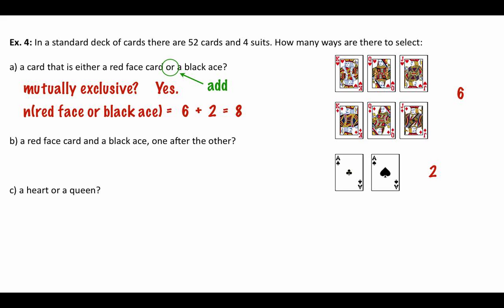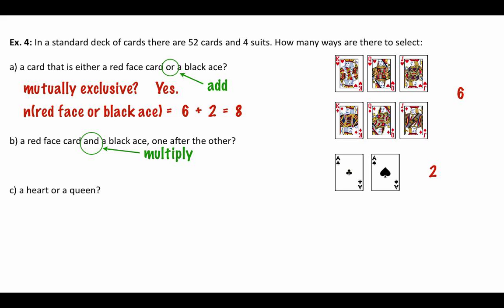Here, if we want to take a red face card and a black ace, one after the other, that means there's two stages, and we're actually taking 2 cards. One of the key words that we look at is "and." It's different from example A, where we had a red face or a black ace. Here we have a red face and a black ace, one after the other, in example B.